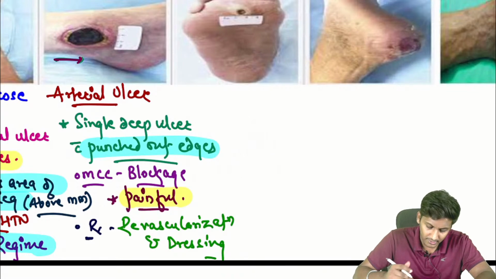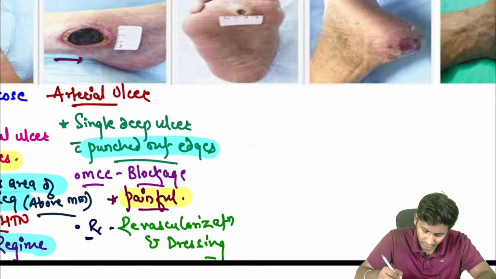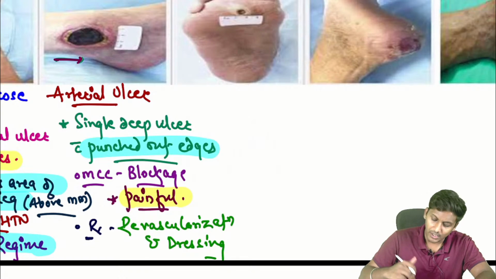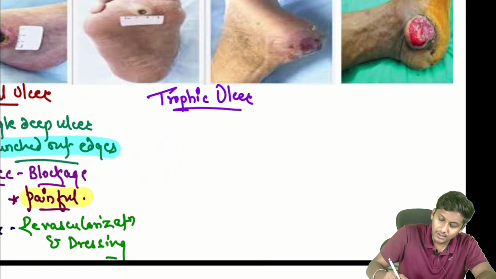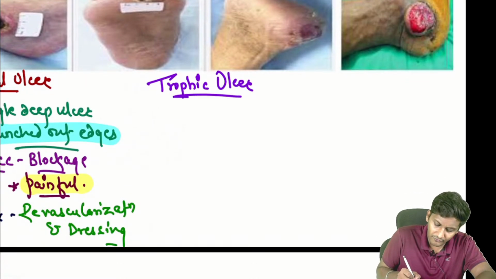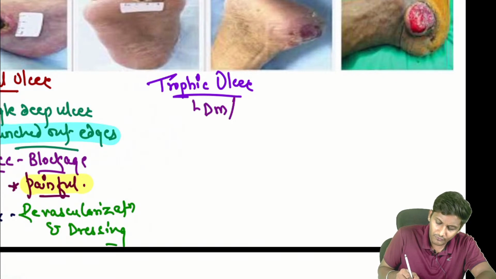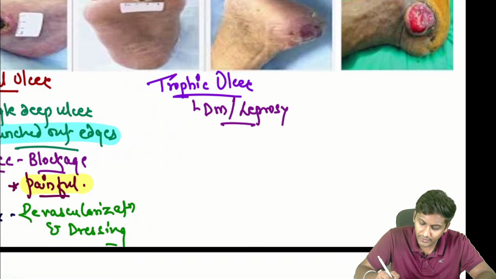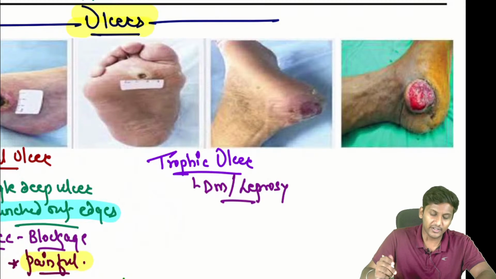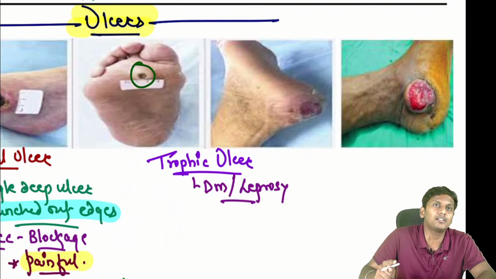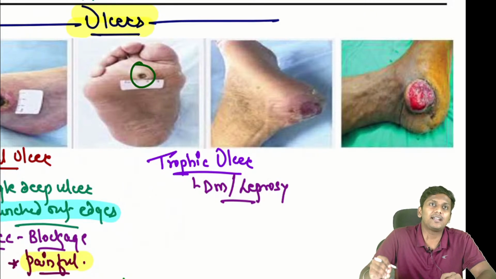The third type of ulcer is called the trophic ulcer. As I've talked about the trophic ulcer, the important thing to remember is that trophic ulcers are usually seen in patients of diabetes mellitus or leprosy. Both are examples of trophic ulcer. Can you see one trophic ulcer in the sole of the foot? For example, a patient of diabetes mellitus who has developed diabetic neuropathy.